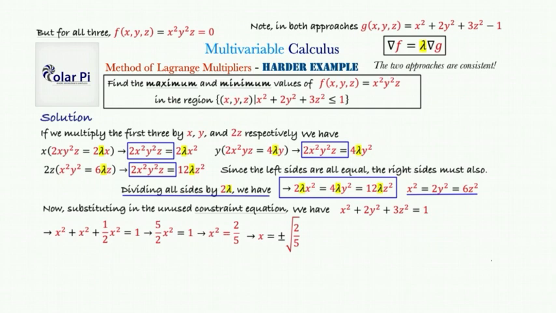Okay. Also, since we already know that x squared is equal to 2y squared, and we know in turn that x squared is equal to 2 over 5, it means that 2y squared is equal to 2 over 5. That means y squared is equal to 1 over 5. That means that y is equal to plus or minus the square root of 1 over 5, right?